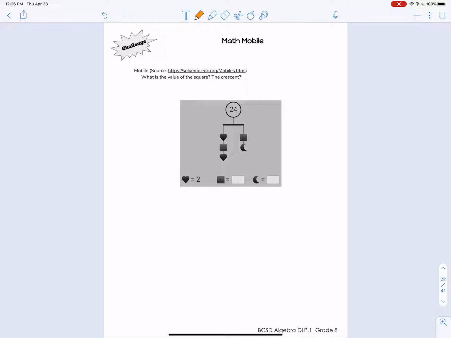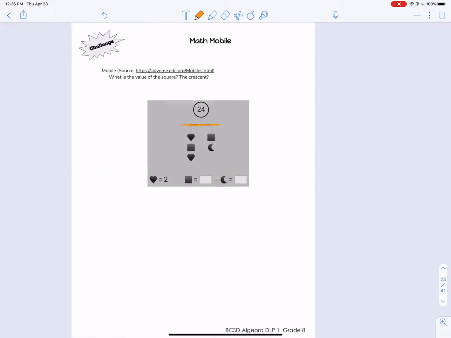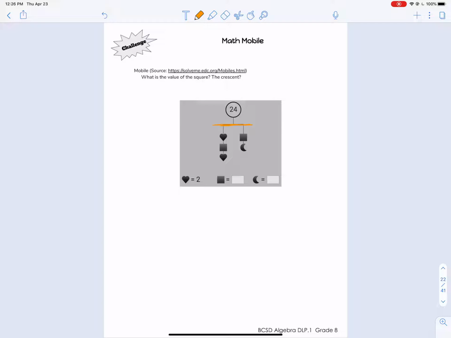So this is like a balance. You can see that this horizontal bar is level, meaning whatever's on the left has to be balanced with whatever's on the right. And if we think about this, we have 2 and we have 2. And then the total is 24.